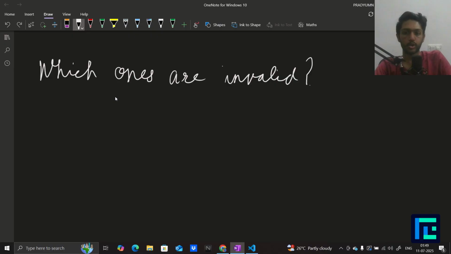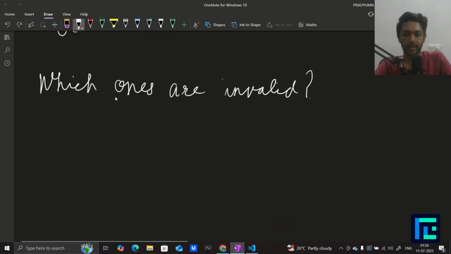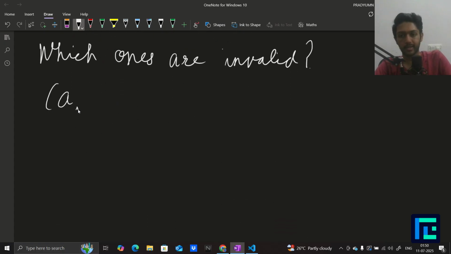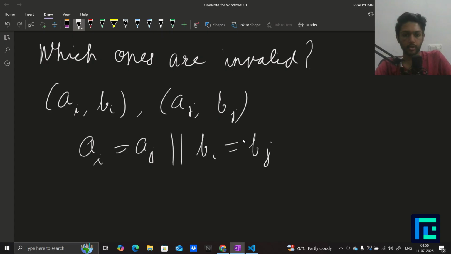Let's say I am iterating over all of those pairs and currently I am at AI comma BI, that is the ith pair, and AJ comma BJ, that is the jth pair. So I am checking if they are valid or not. They are invalid if and only if AI is equal to AJ, that is the boy is same, or BI is equal to BJ. So these pairs are invalid.